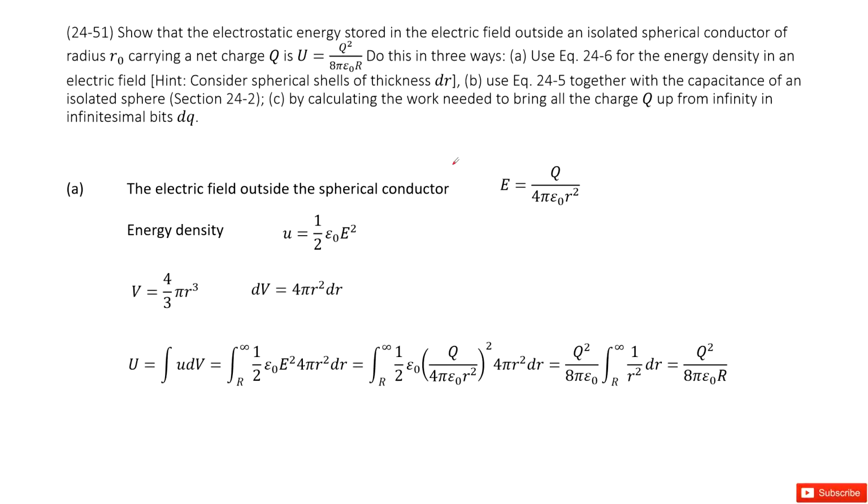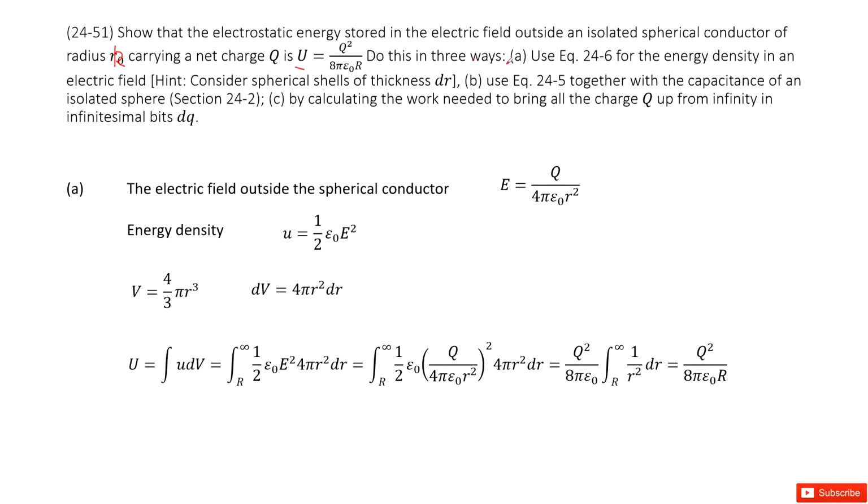Let's look at problem 51 in chapter 24. Chapter 24 is about capacitance, dielectrics, and electric energy storage. There, we need to show the function of the electric energy stored in the electric field outside of an isolated spherical conductor of radius r. This is r. Is it equal to this function, right?